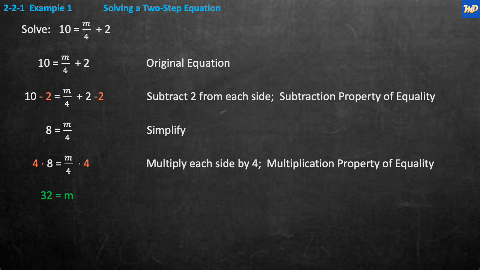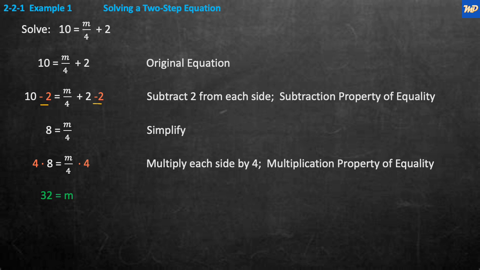So let's see what we're doing. We've got 10 is equal to m divided by 4 plus 2. The first thing we have to do is subtract 2 from each side using the subtraction property of equality. That's what we're doing here. When you do that, it means you add a -2 to this side, and then you add a -2 to the other side. Remember, before we talked about the scales that had to be balanced all the time. Okay, so now we've done that.